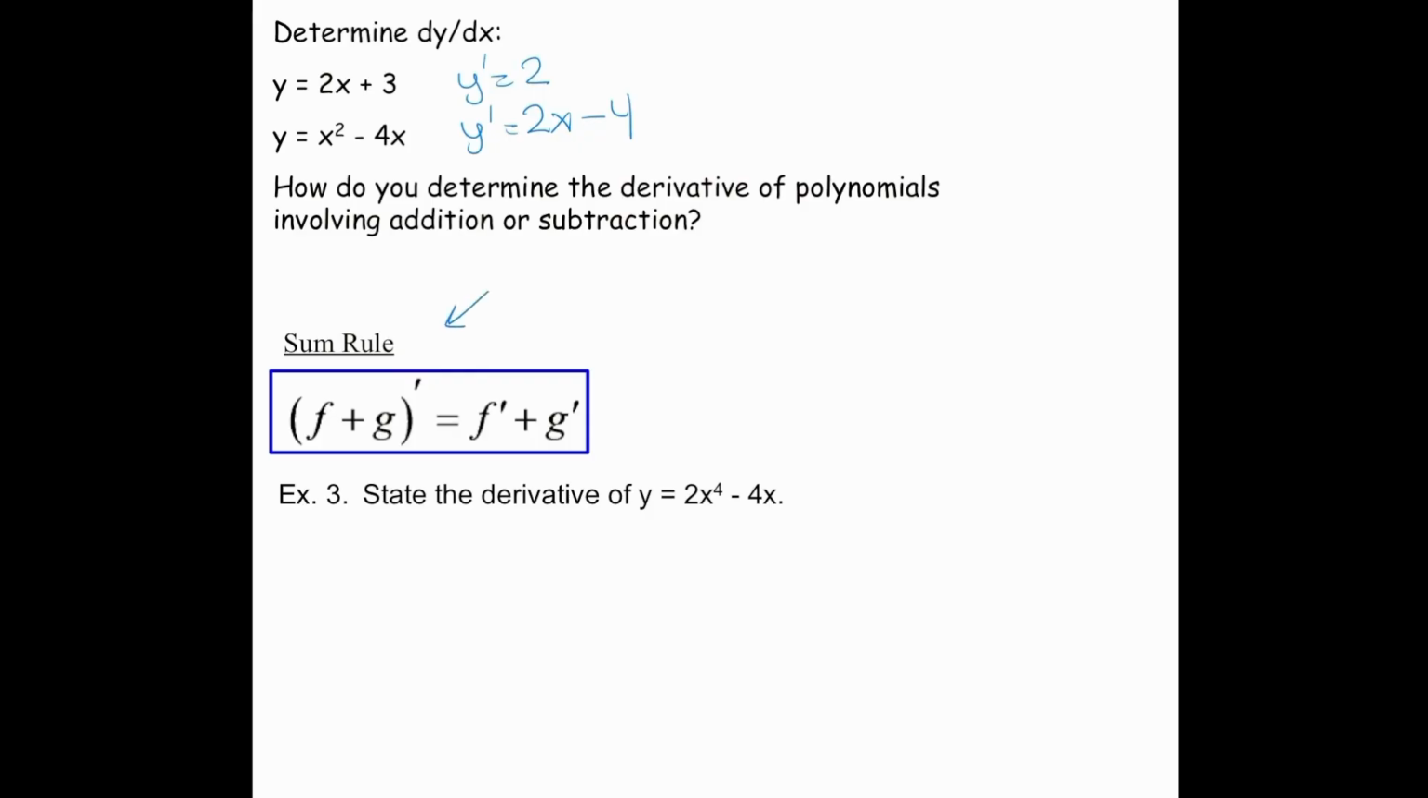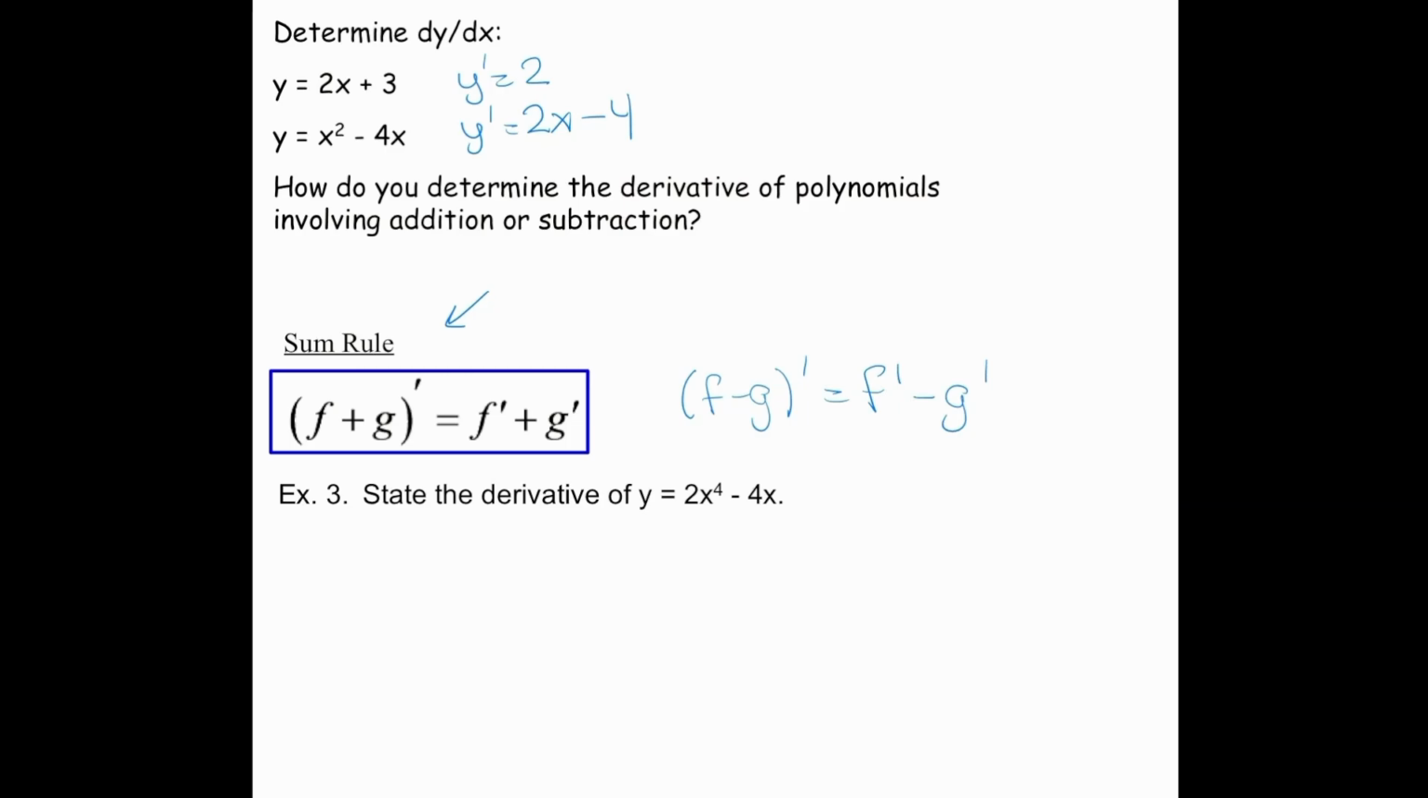So here's another rule. I've lost count of how many rules I've given you today. So here's another rule to add to your rules to live by. The sum rule basically states that the derivative of f plus g, or (f plus g) prime, is going to be equal to f prime plus g prime, or the derivative of f plus the derivative of g. We can reverse this and say that (f minus g) prime is equal to f prime minus g prime. So you can have the sum or the subtraction rule.